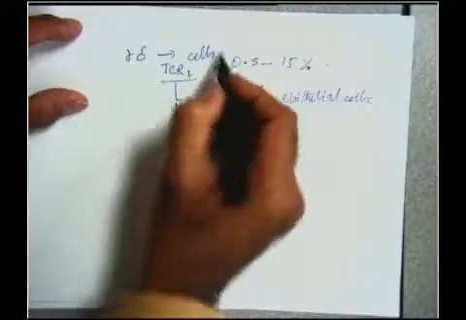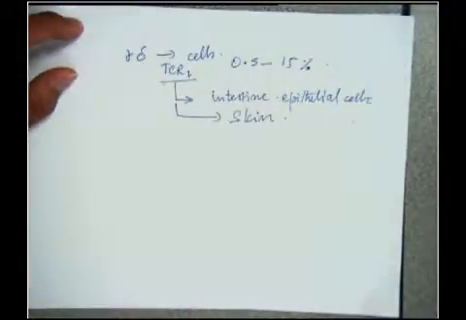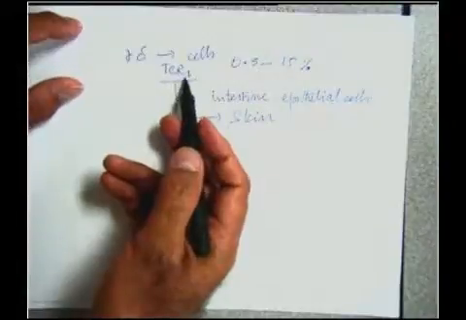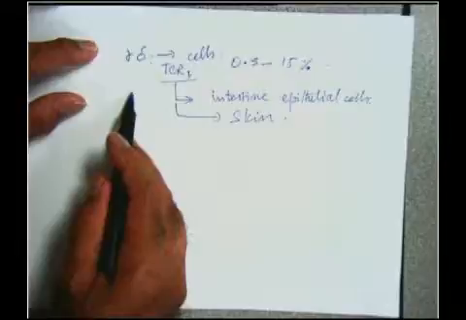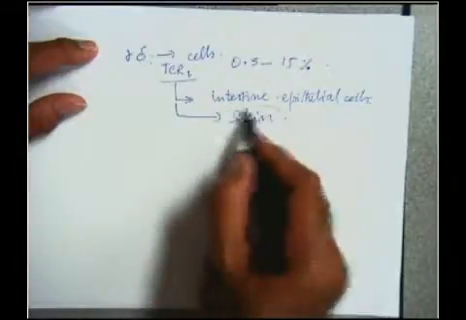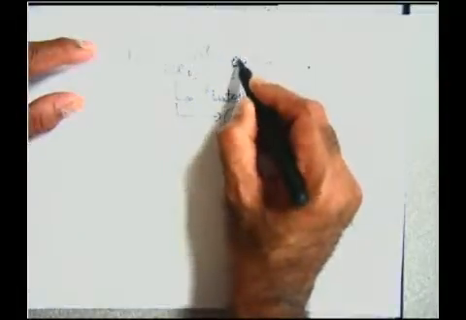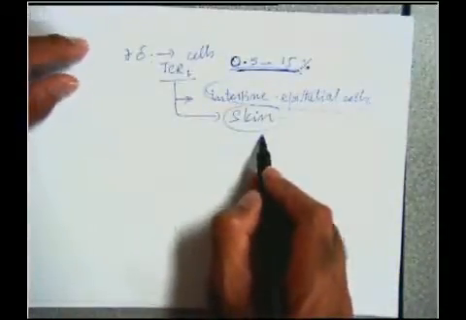What is the function of this T cell? It will bind with any antigen. If there is a bug getting into your intestine, the T cell receptor 1, or gamma and delta, will bind with those antigens present in the skin as well as the intestinal epithelial cells. And in the blood, you get 0.5 to 15%. They are more abundant in intestinal epithelial cells as well as skin cells.